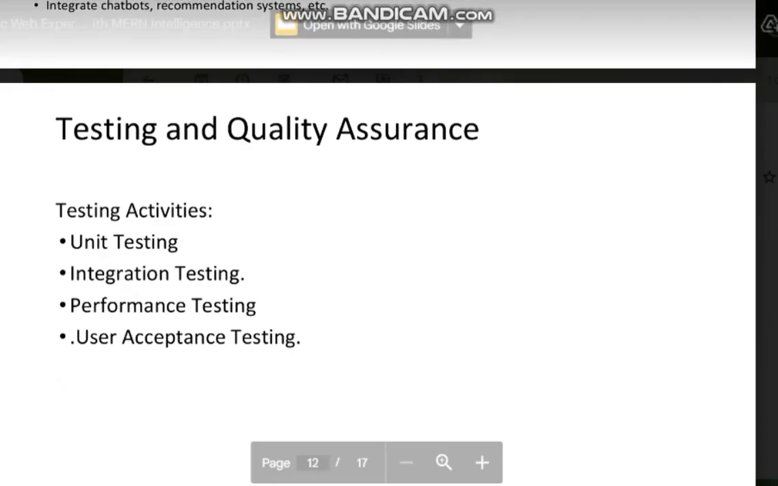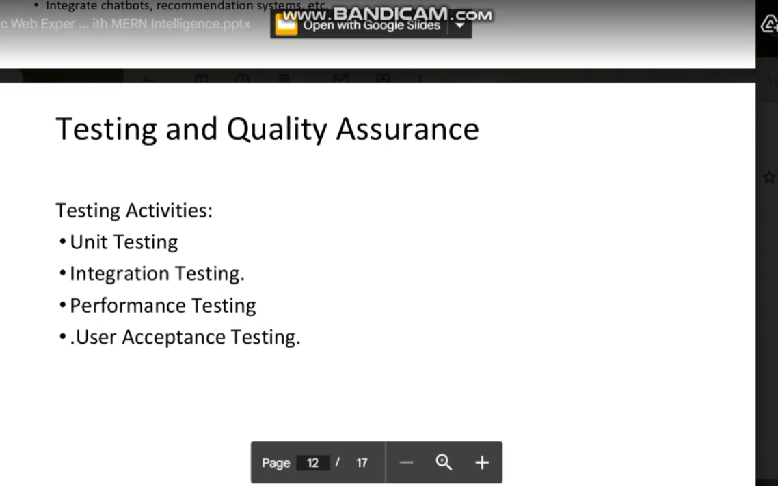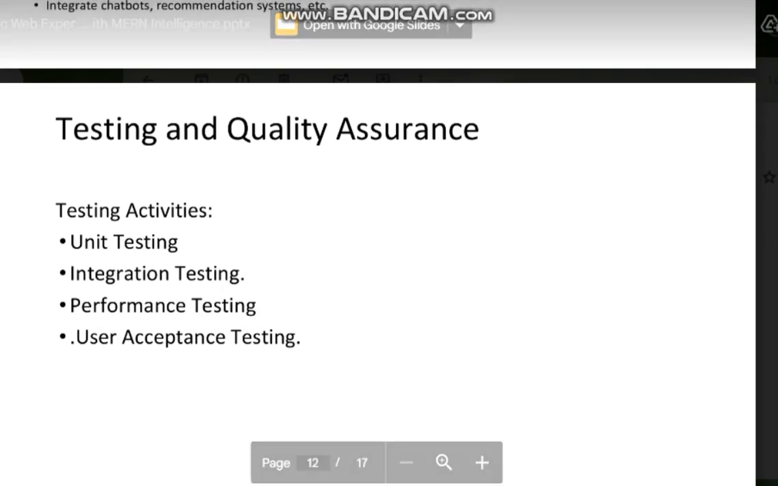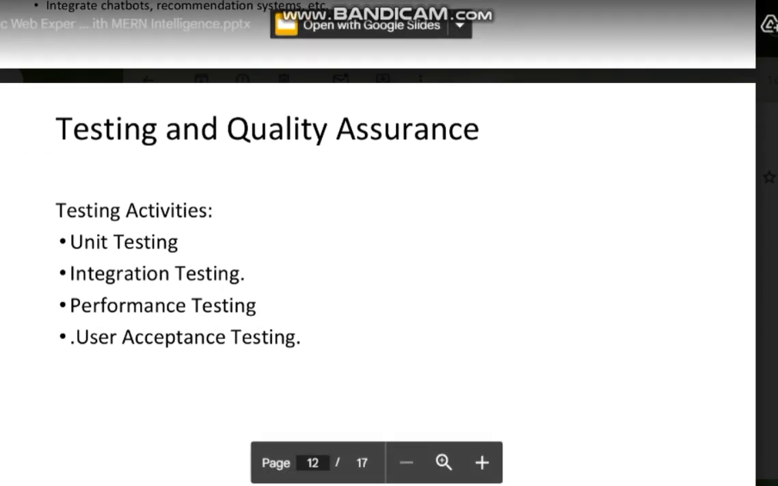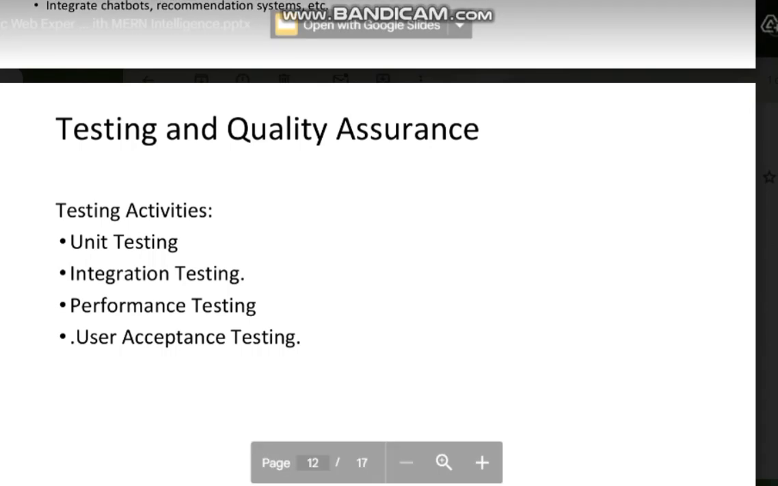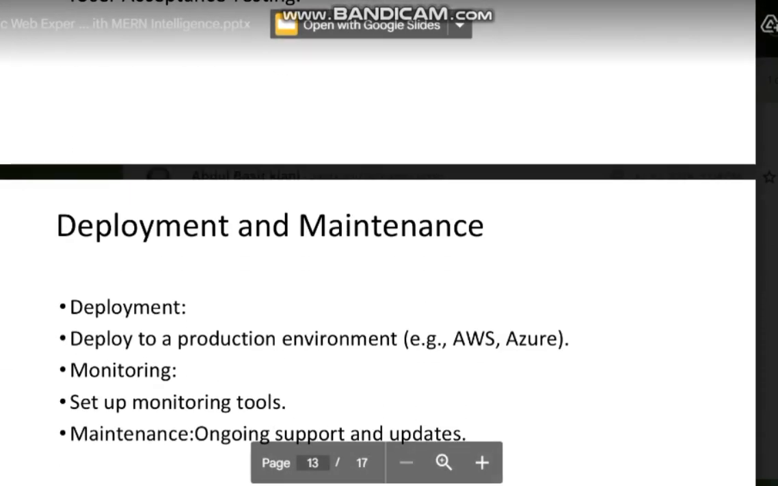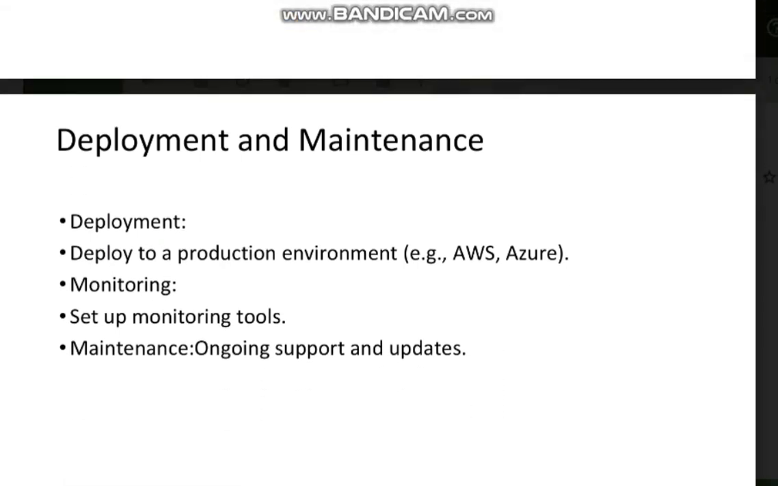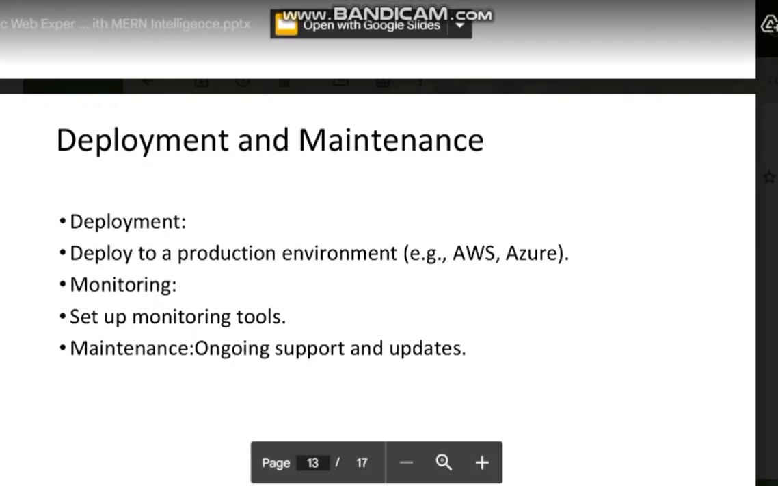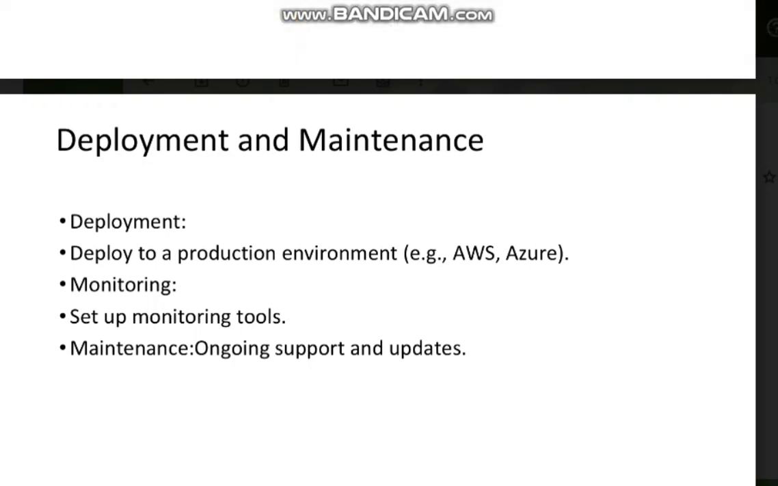Now let's see testing and quality assurance: unit testing, integration testing, performance testing, user acceptance testing, which I already explained about all this. So deployment and maintenance: we need to deploy to a production environment like AWS or Azure, set up monitoring tools, and provide maintenance, ongoing support and updates.